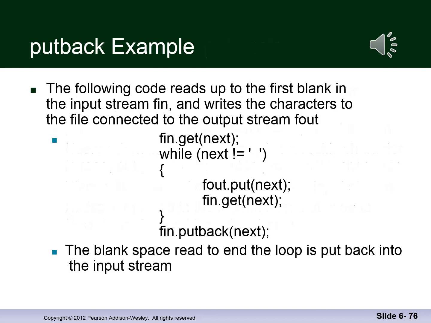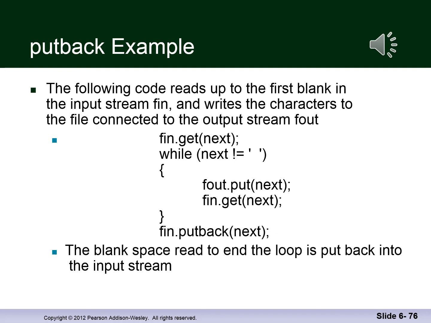Here's a coded example that implements the putback member function. Let's take a look at the loop first. We're using the get member function along with an input file stream, I'm assuming fin is the input file stream, to get next. So we've got the first character, then we enter the while loop, while next is not a blank. Use the put function to put next into the output file stream, and then use the get member function to get the next char. Come back up to the while statement to determine that next, the char we just got, is not a blank. If it is a blank, we stop.